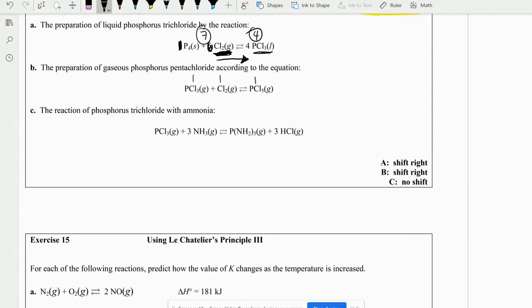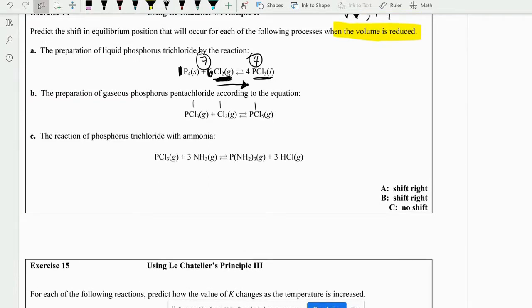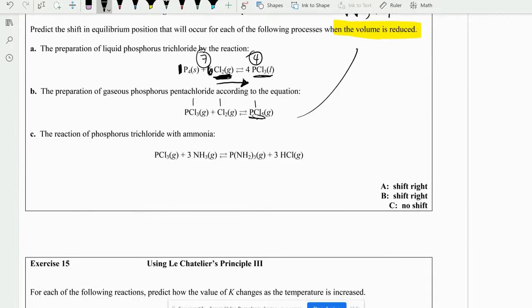And so what is the question asking again? How does the preparation of this product get affected if I, again, decrease the volume? Well, if I decrease the volume, according to Le Chatelier's principle, it's going to shift to the side with the fewest number of moles. This side has 2 because 1 plus 1 is 2, and this side only has 1.